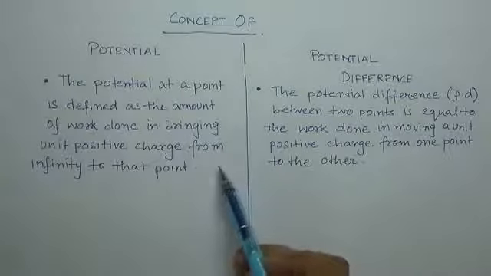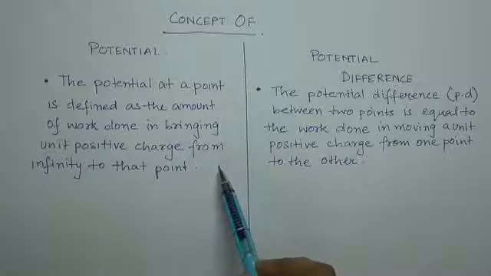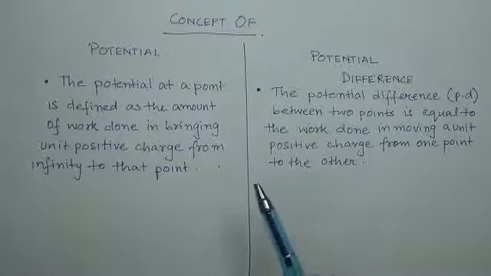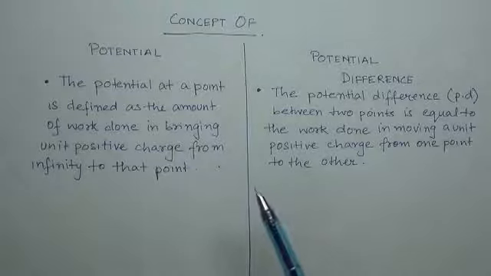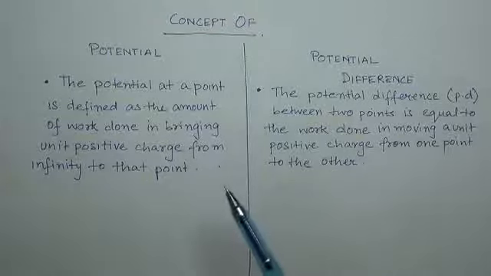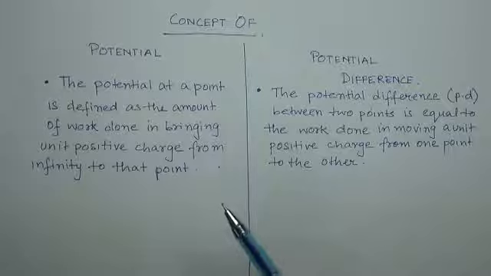What is the definition of potential? It says that the potential at a point is defined as the amount of work done in bringing unit positive charge from infinity to that point. So basically potential is of a point, and if you want the potential of a point, you need to bring a positive charge from infinity to that point. So the work done in doing this will be the measure of potential.